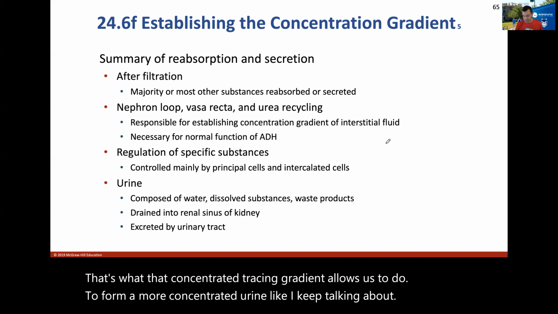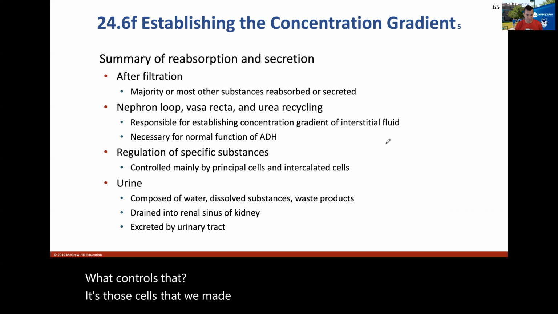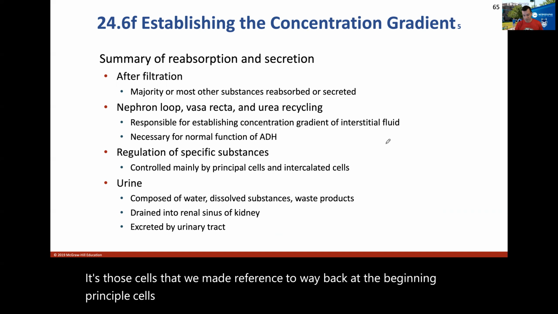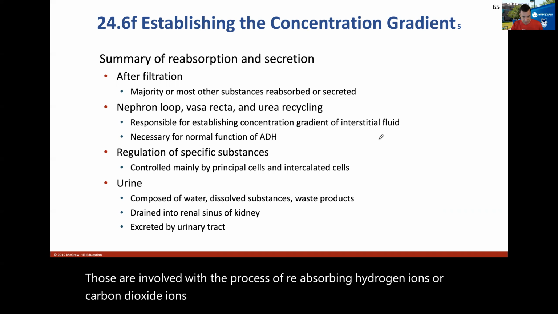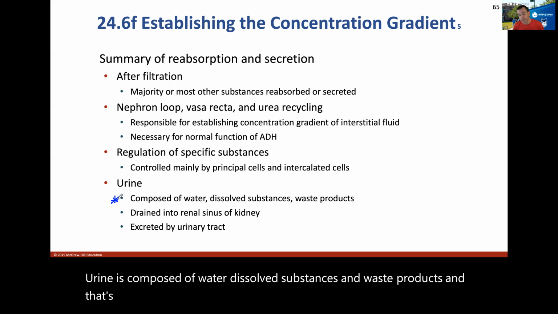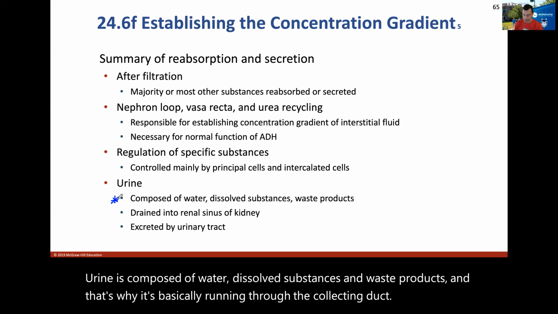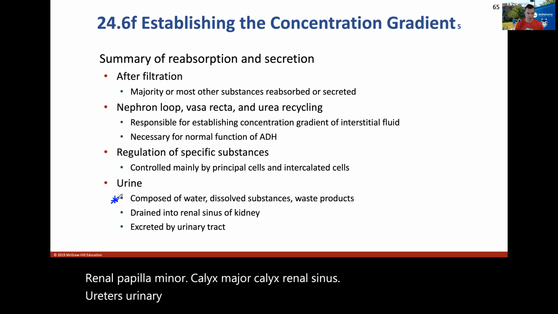What controls that? Well, it's those cells that we made reference to way back at the beginning, principal cells and intercalated cells. Those are involved with the process of reabsorbing or secreting hydrogen ions and bicarbonate. Urine is composed of water, dissolved substances, and waste products, and that's what's basically running through the collecting duct. Renal papillae, minor calyx, major calyx, renal sinus, ureters, urinary bladder, urethra, toilet.